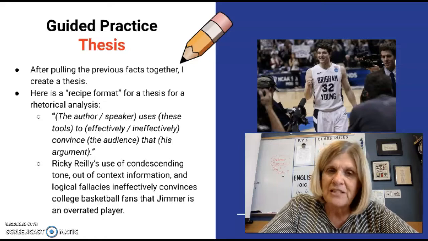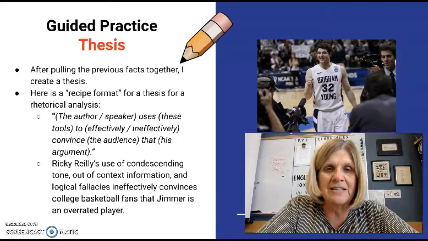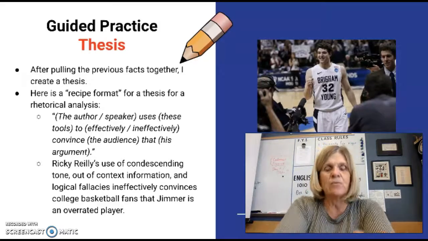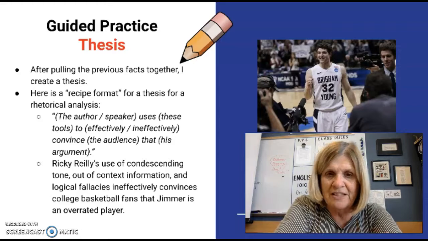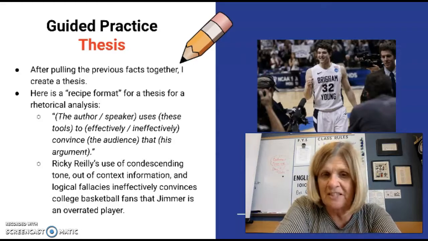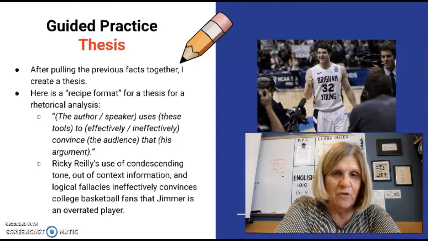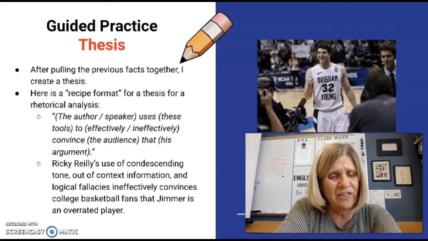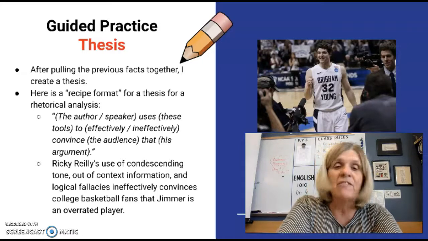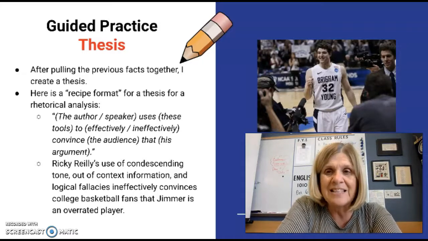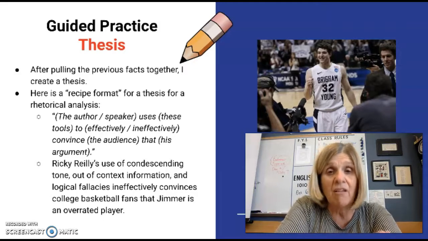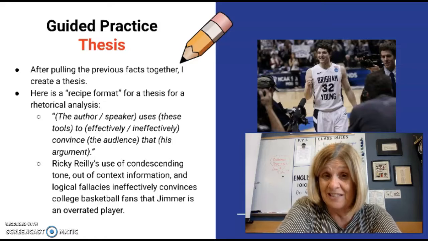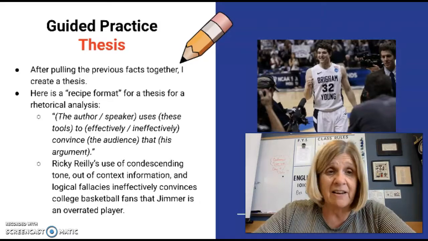So by substituting some context or some words into that sentence, I came up with a thesis sentence like this one. Rick Riley's use of condescending tone, out of context information, and logical fallacies ineffectively convinces college basketball fans that Jimmer is an overrated player. Once I have that thesis in place, I really have enough content from the essay and my own analysis to write a really long paper on why this essay didn't work for the intended audience.